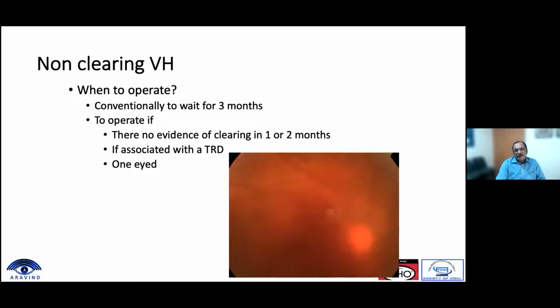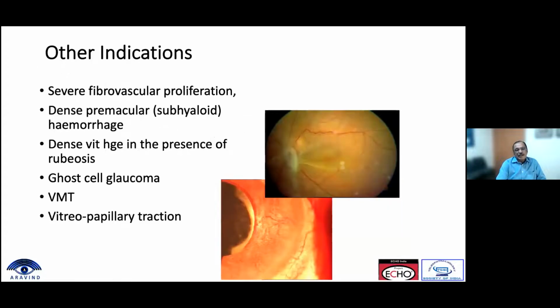But today, with the advent of newer equipment and instrumentation, we are able to operate on even patients with very good vision with certain indications such as severe fibrovascular proliferation, dense premacular hemorrhage, dense vitreous hemorrhage in the presence of rubeosis, or patients having ghost cell glaucoma, even patients with vitreomacular traction and vitreopapillary traction. You would consider doing vitrectomy in these patients.